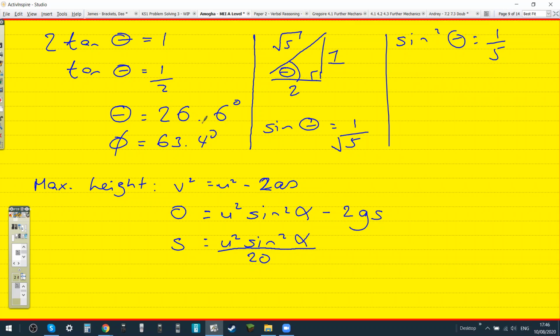And 63.4 would have the same sine. So this one is the angle up here, isn't it? Okay. So what is sine squared? 2 over root 5 squared. So 4 over 5. So that's 4 over 5? Yeah. And so we have to put that as a ratio. 1 is to 4. So basically it's 4 times the other one? Yeah.